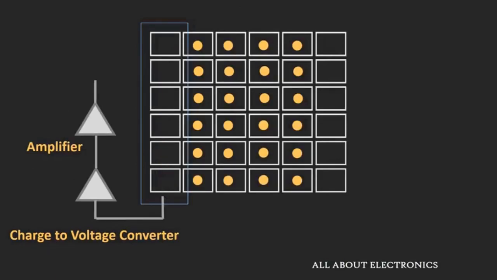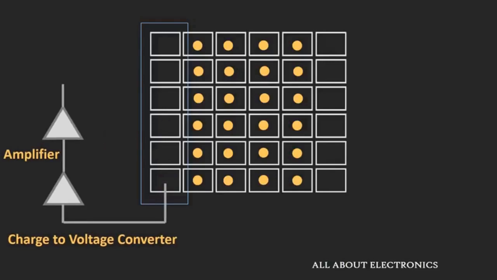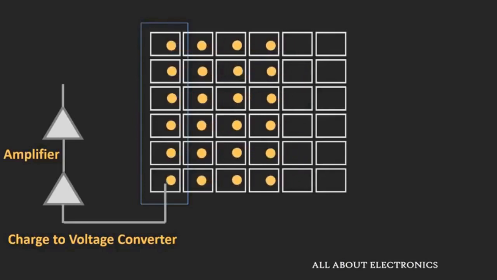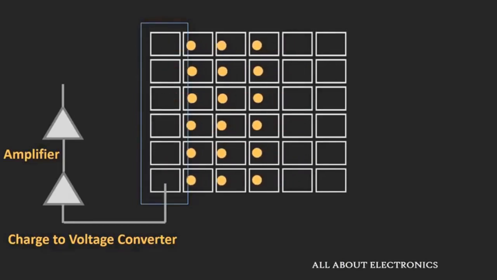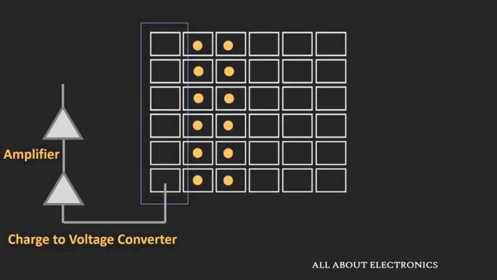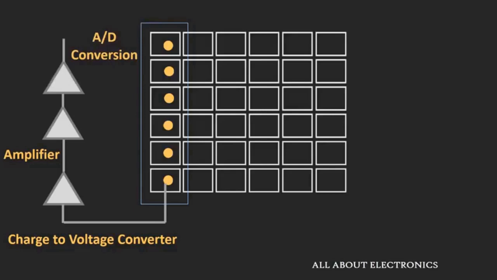So once the vertical shift register gets emptied, the same procedure is followed for the remaining charge, and one by one each charge is converted into the voltage, and after that it is amplified. So once the charge of each pixel is converted into the voltage and amplified, the output signal is converted into the digital form using the analog to digital converter. So in this way, one by one the charge of each pixel is converted into the voltage, and the same procedure is repeated for the next frame. So this is the basic principle of the charge coupled device.